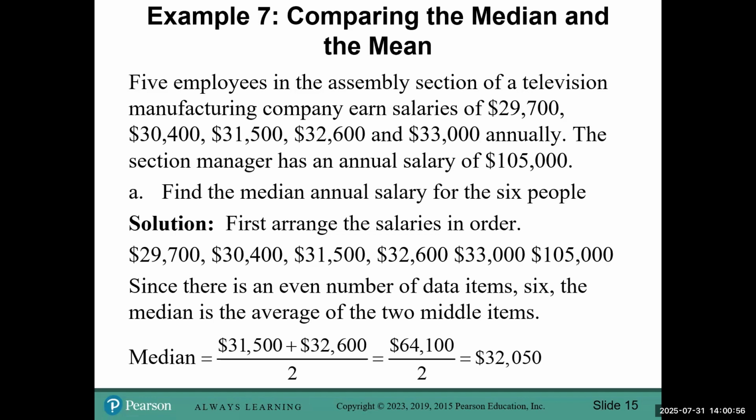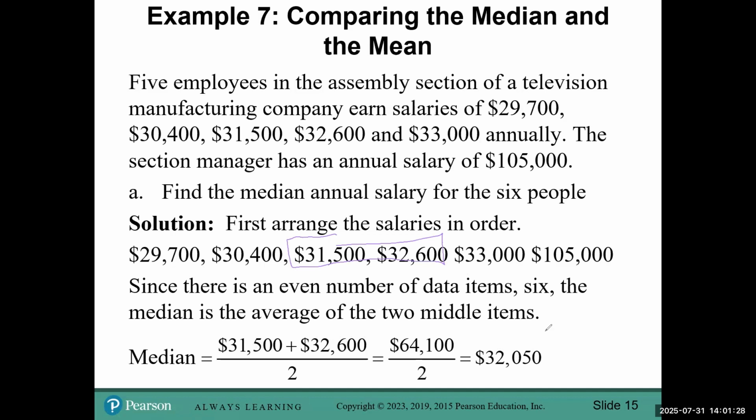If we calculate the median, we can put those in order. So here are those 6 salaries in order. And notice that we would have 2 numbers in the middle, since there are 6 of them. To find the median, I'm just going to add these 2 values, 31,500 plus 32,600, divide by 2, and I get a median salary of 32,050.